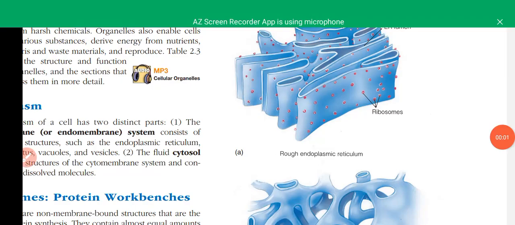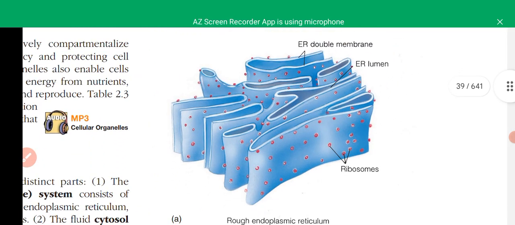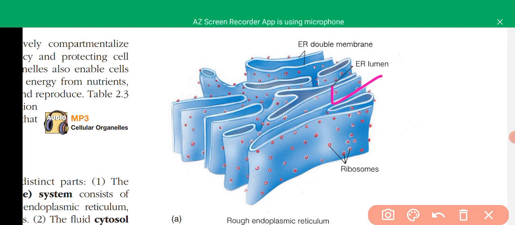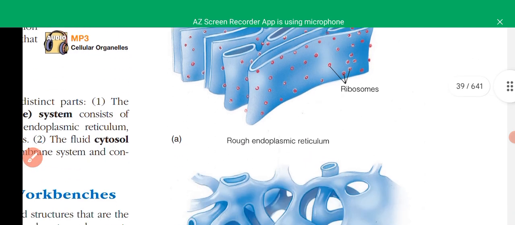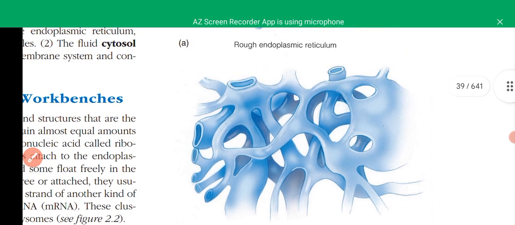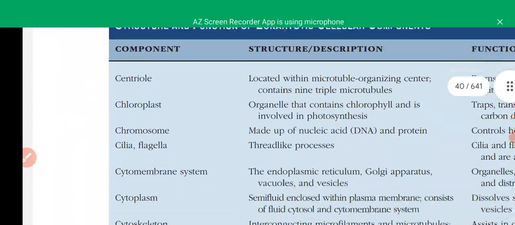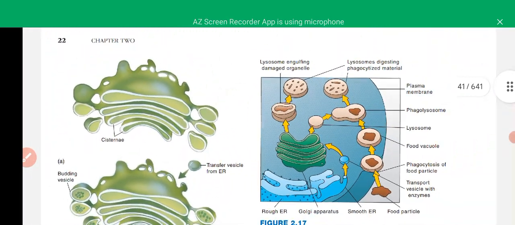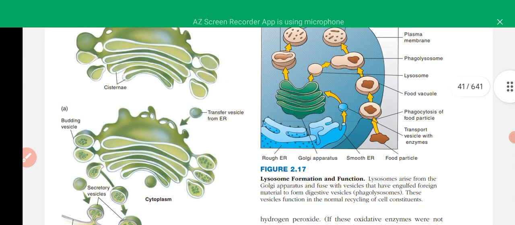Hello and welcome. In this tutorial, we will see different organelles. Here are our tubules with attached ribosomes, called rough endoplasmic reticulum, and without attached ribosomes, called smooth endoplasmic reticulum. Then we will talk about the interplay between the endoplasmic reticulum and the Golgi apparatus.